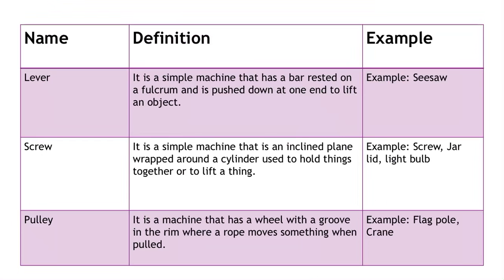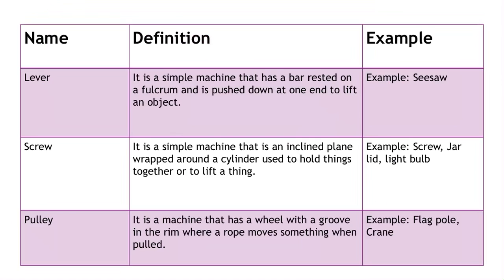Then the other simple machine is the lever. It is a simple machine that has a bar rested on a fulcrum and is pushed down at one end to lift an object. For example, seesaw. There is a simple machine in between the seesaw, a round shaped one, which helps the seesaw go up and down. Screw and pulley.